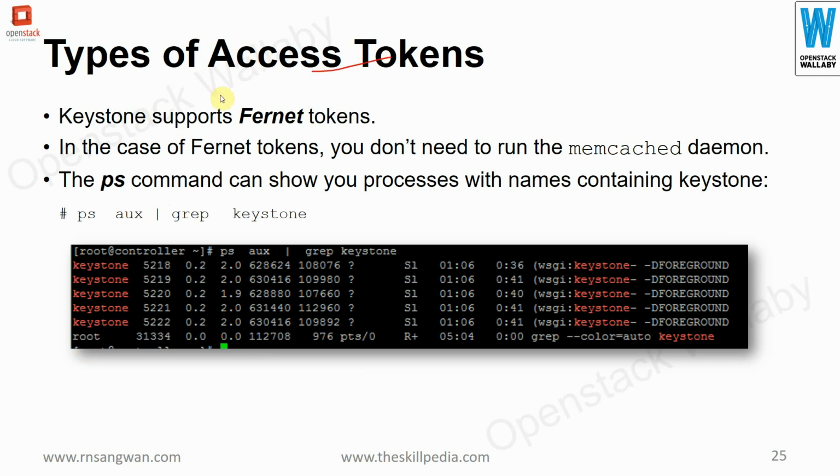Types of access token. Keystone supports Fernet tokens. In the case of Fernet tokens, you don't need to run the memcached daemon. The ps command can show you processes with a name containing keystone, like with the command ps -f aux | grep keystone.